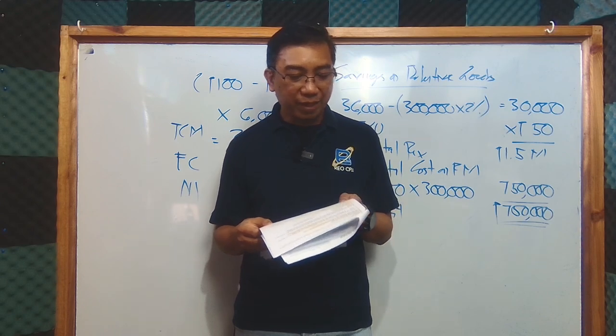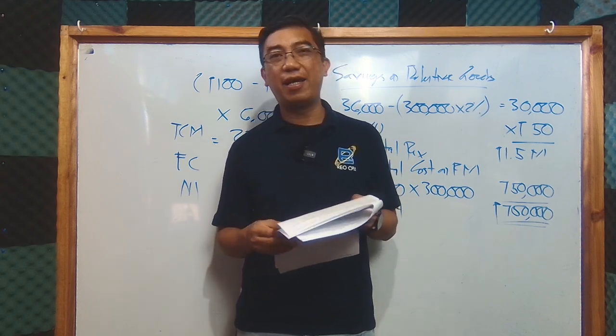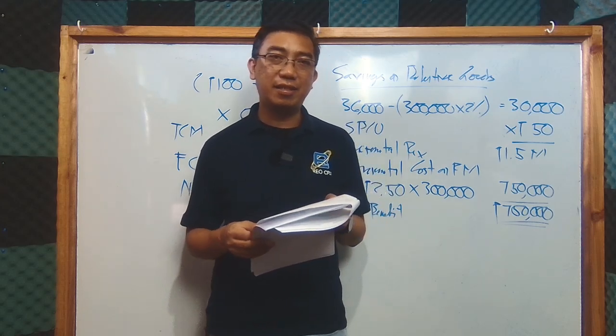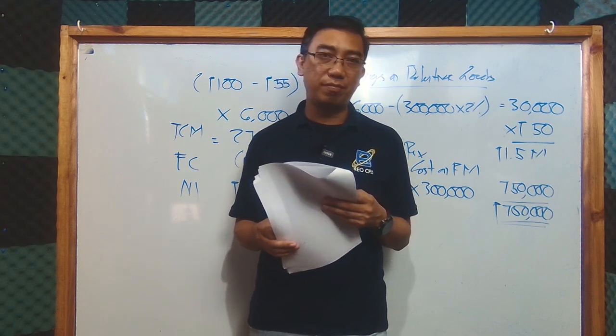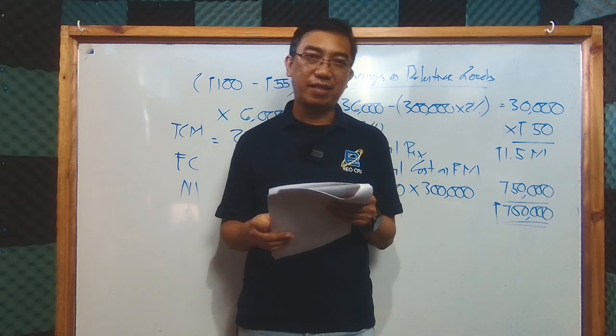Okay? Number 28, total unit costs are what? Ito na. Okay, class, ang total unit cost natin, this has something to do with the approaches in decision making. The total approach and the incremental approach.